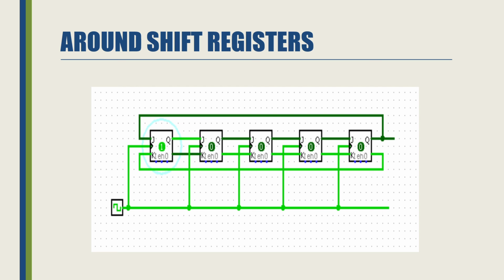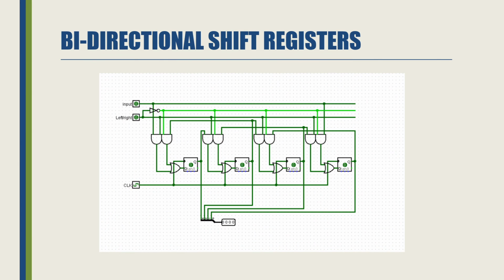Now the last type is bidirectional shift registers. They are a bit complicated, but they work easily for us because they help us determine whether the bits are being shifted to the left side or to the right side. And how will you know that? We actually connect an input here. This input determines whether the bits are to be shifted to the left or right. When the input is 1, the bits will be shifted to the left side, and when the input is 0, the bits will be shifted to the right side.